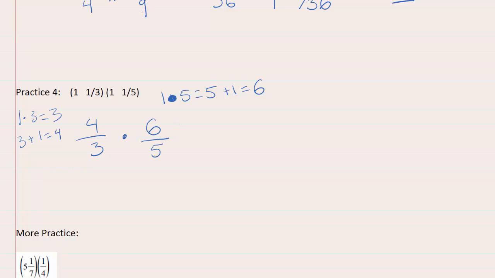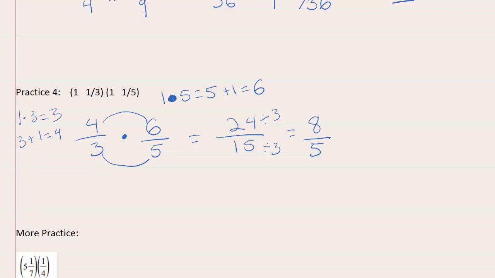Now I want to multiply these two together. So we're just going to go ahead and multiply the bottom numbers together. That'll give me 15ths. Multiply the top numbers together. So 4 times 6 will give me 24. See whether or not this can reduce. Seeing both of these are multiples of 3, so I'm going to go ahead and divide by 3.